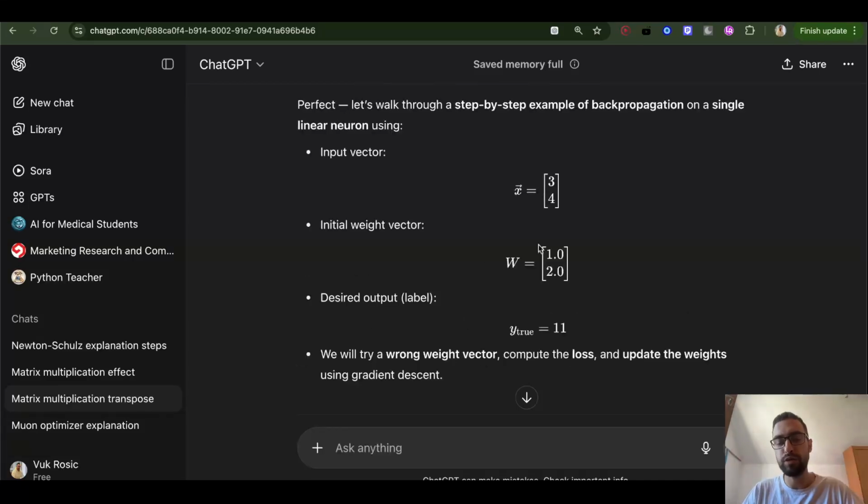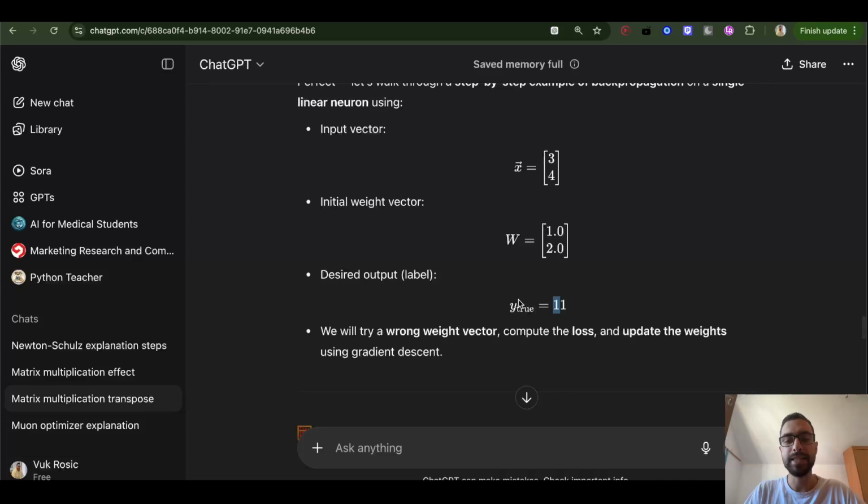Now let's see how this works step by step, how to get to the update matrix from the beginning, and then how the Muon optimizer changes the update matrix and then applies it to the weight. If you are confused, don't worry. So in the beginning we have this x input data and we have this true y. We know that it should be 11. Okay, and let's now pretend we don't know which weights we need. We don't know which weights will map from x to y.